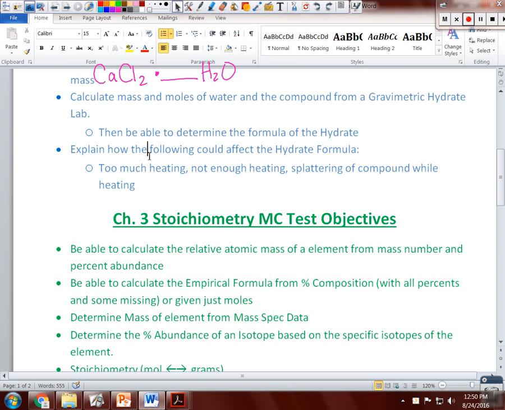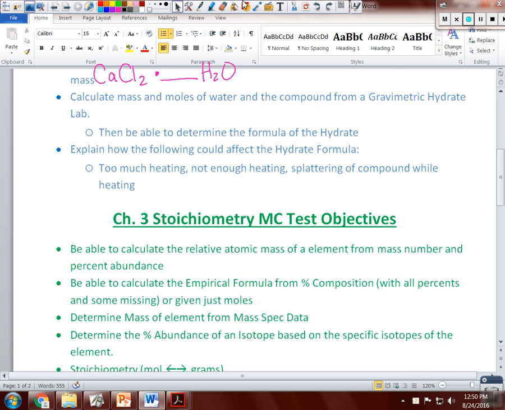All right, the last bullet. Explain how the following, gentlemen, could affect the hydrate formula. Now let's pause there. When it says the hydrate formula, up there in that purple that you see written, what's the only part that you can really affect? The number of waters. Would you agree with that?